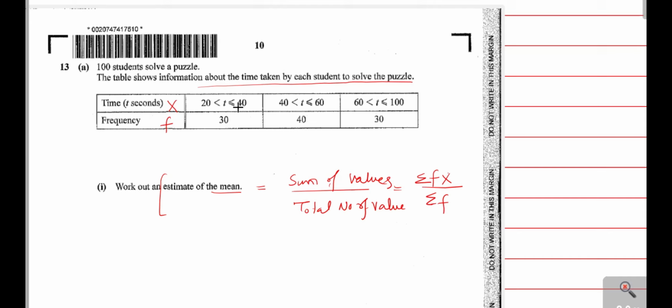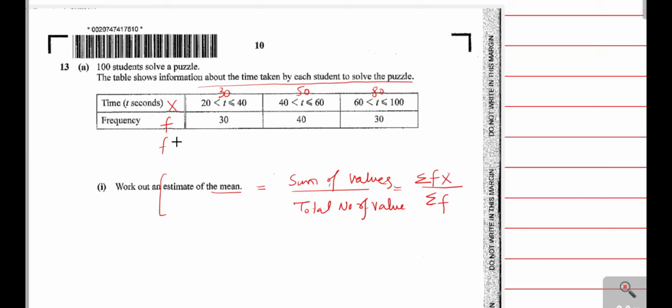Class mark is the middle value of the class interval. Here is the interval 20 to 40. The middle value will be 30. 40 to 60, this middle value is 50. 60 to 100, this middle value will be 80. You can calculate the middle value by adding the upper and lower limits and dividing by 2. Look here, 20 plus 40 divided by 2, you get 30. And the remaining values you can also calculate in this way.